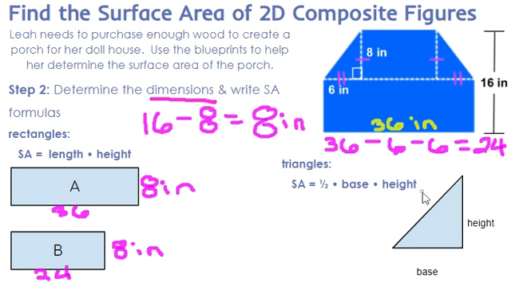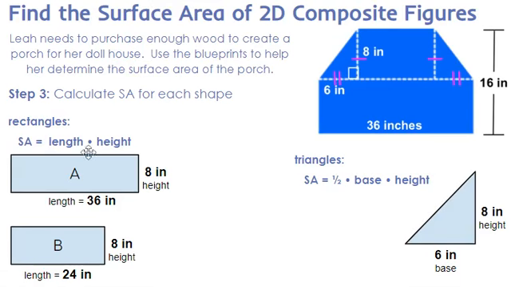Now moving on to the triangle, we already have all the information that we need. We have a height of 8 inches. Remember that the height must be perpendicular to the base, and we have a base of 6 inches. So our step 3 is to go ahead and calculate the surface area. On our last slide, we did have the surface area formulas for each of the shapes. So here I've just brought all that information together.